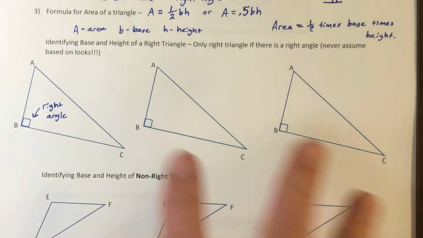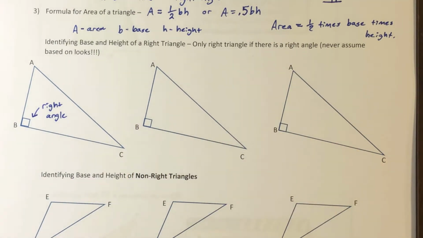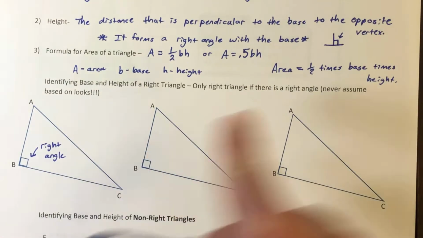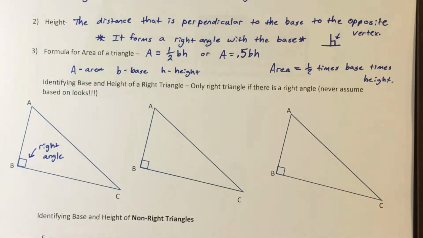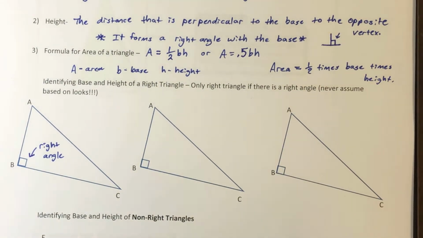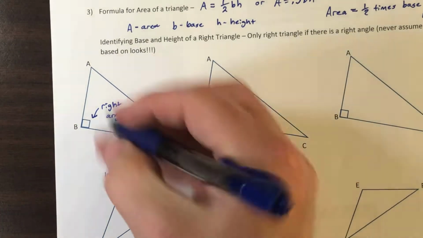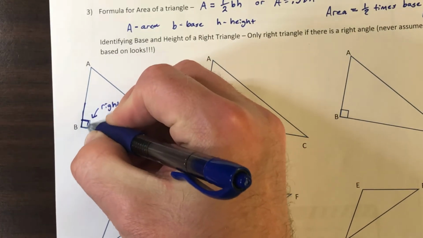Okay, now these are the easy triangles because they already have a 90-degree angle. And again, those 90-degree angles form a base and height. So we're going to go over all possible combinations of identifying bases and heights. All right, our first one. So let's look at this one. I see a right angle right there.